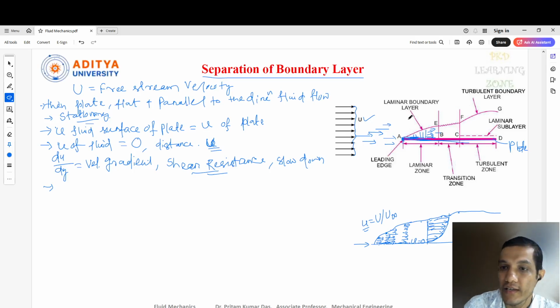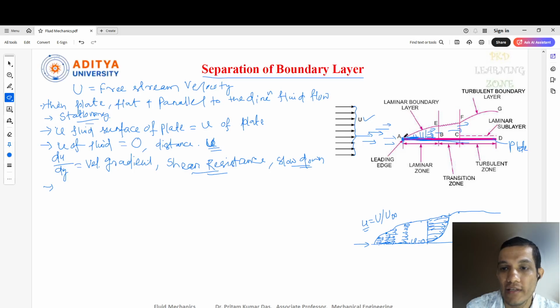You can see this boundary layer region increases because of the slowdown of this fluid, or you can say retarded fluid. Continuously it is retarding, that means continuously it is slowing down along the length. That's why this boundary layer region increases. Which region? This is the boundary layer region, what I told you. This one increases.